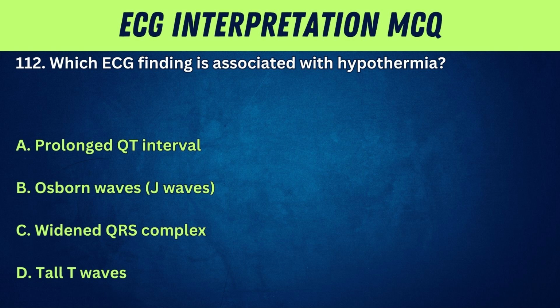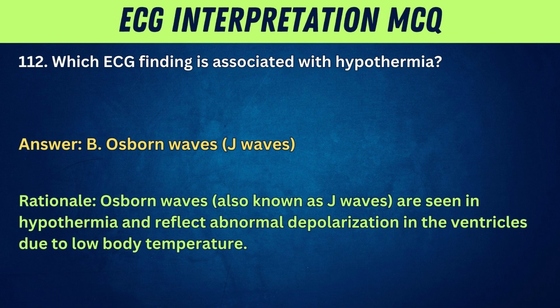112. Which ECG finding is associated with hypothermia? A. Prolonged QT interval. B. Osborn waves, J waves. C. Widened QRS complex. D. Tall T waves. Answer: B. Osborn waves, J waves. Rationale. Osborn waves, also known as J waves, are seen in hypothermia and reflect abnormal depolarization in the ventricles due to low body temperature.